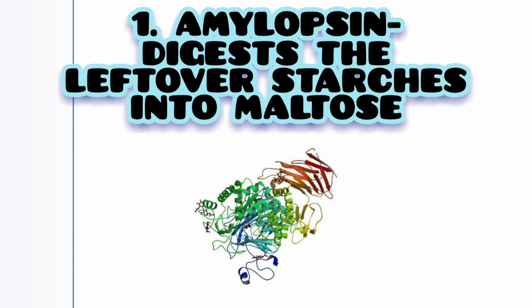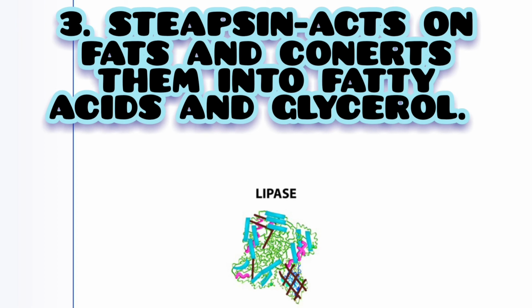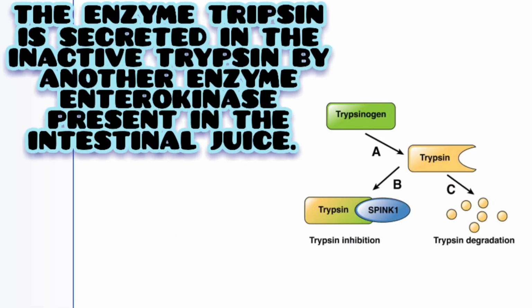AMYLOPSIN digests the leftover starches into maltose. TRYPSIN converts peptones and proteoses into small peptides and amino acids. STEAPSIN acts on fats and converts them into fatty acids and glycerol. The enzyme trypsin is secreted in an inactive form, trypsinogen, which is converted into active trypsin by another enzyme, enterokinase, present in the intestinal juice.